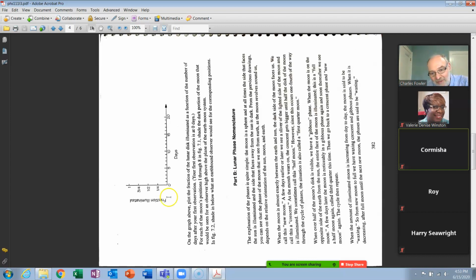I'm sorry this was printed sideways, but if you got it up right, you can do it. Okay. Now, they mentioned several things here.